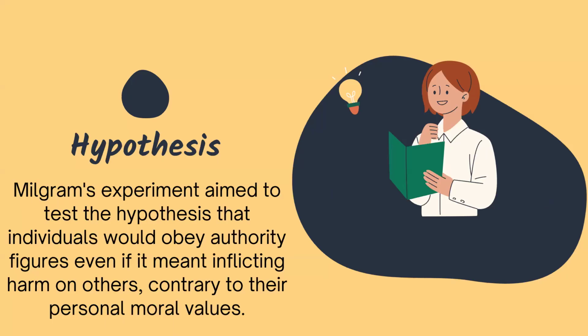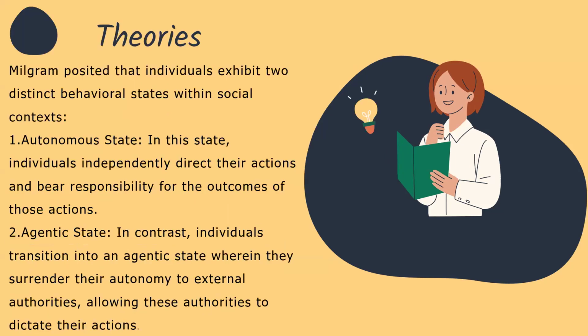The next slide is about hypotheses that were made in the Milgram study. No doubt, the Milgram experiment was controversial, but it aimed to test the hypothesis that individuals would obey authority figures even if it meant inflicting harm on others, contrary to their personal moral values. And now I'm going to explain the theories which were involved in the Milgram study.